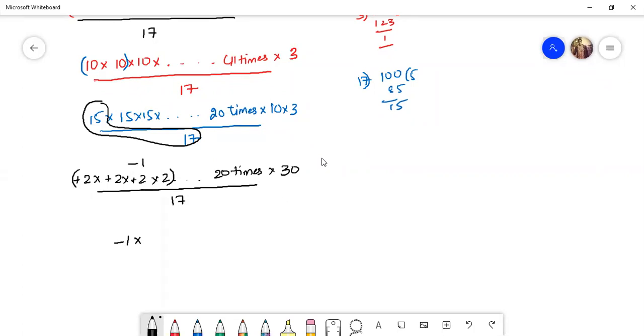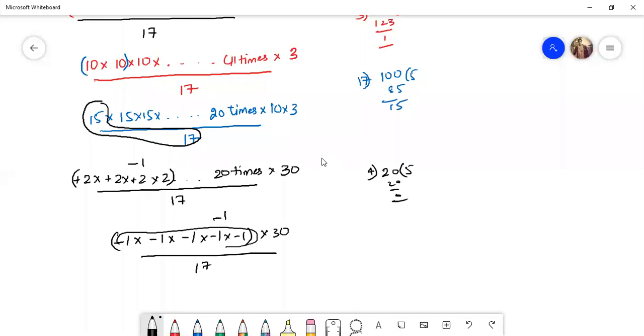So minus 1 into how many? Out of 20, how many sets of 4 can I make? 4 5s are 20, remainder 0. So exactly 5 will come. Minus 1, minus 1, minus 1, minus 1. This set is over. Into 30 divided by 17. So all these 5 values together will become minus 1. So this value is nothing but minus 30 by 17.